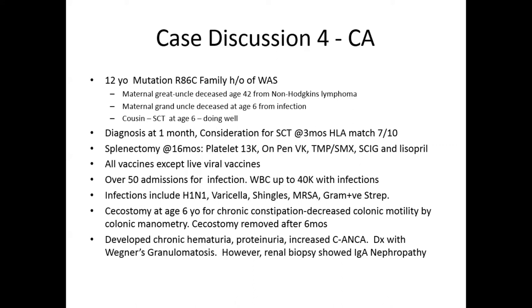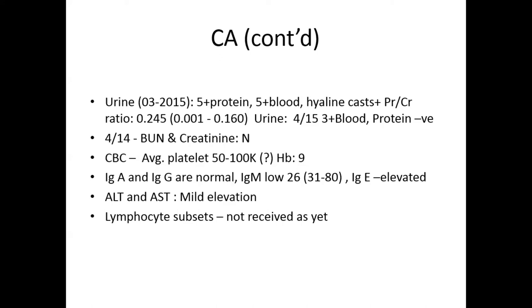He did develop hematuria and proteinuria, increased autoantibodies, and was diagnosed with Wegener's, which I would doubt. Then renal biopsy showed he had IgA nephritis, which we heard is quite frequent. This is his current urine analysis, a lot of protein. Protein per creatinine is also increased, but he does have normal creatinine levels in the blood. Average platelet counts 50 to 100 after splenectomy. Normal immunoglobulins except IgM a little low. Mild elevated liver enzymes. We don't know why, and we don't know his lymphocyte subsets.